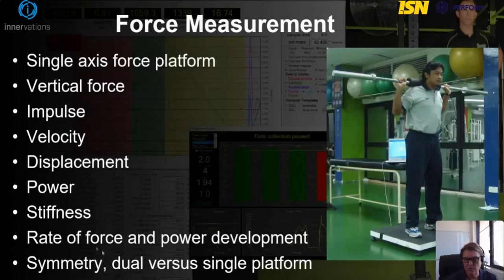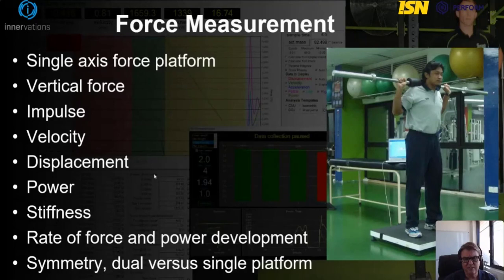We can also assess symmetry, which is also very important, left to right symmetry, in particular to enhance performance. If there is great difference between the left and right, then the performance will be hampered, but also to manage injury risk. Too much of an imbalance can enhance injury risk, and then also in rehabilitation to track an athlete coming back and making return to play decisions.